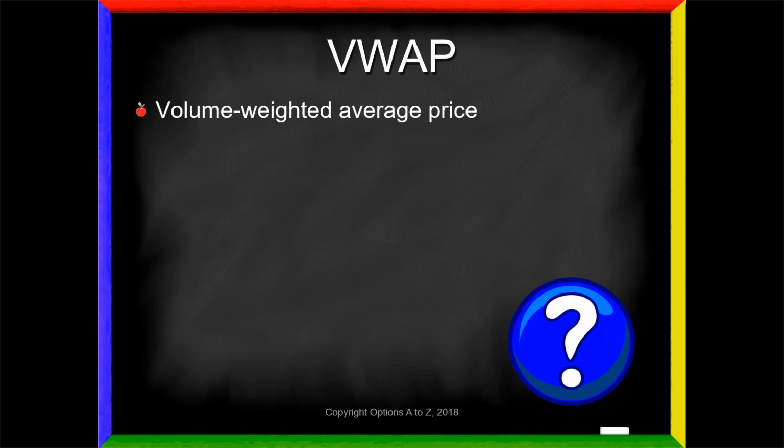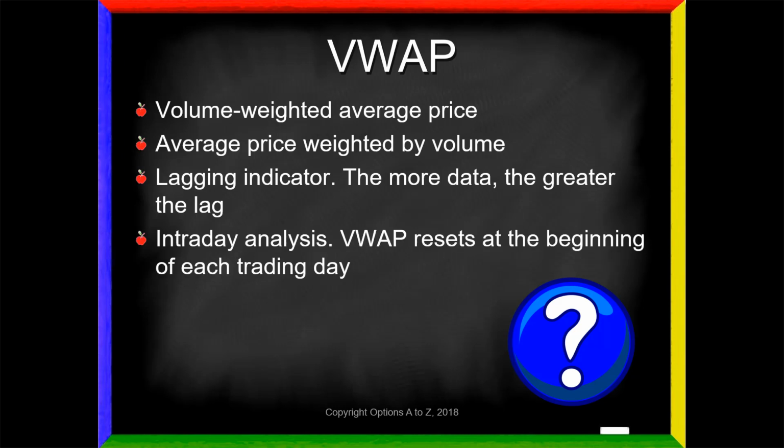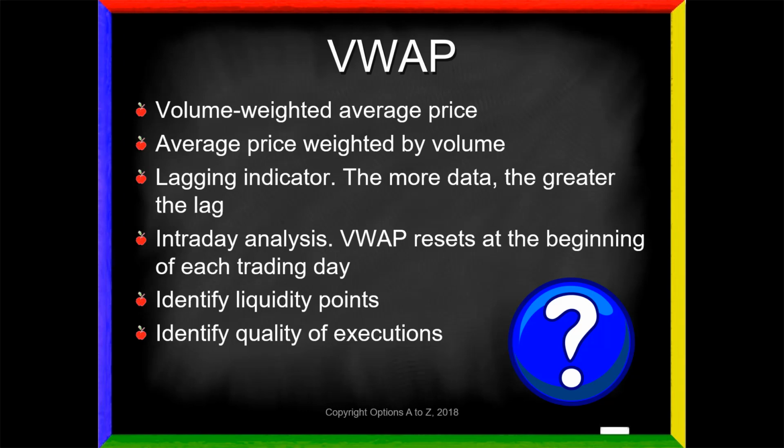So what is the volume-weighted average price, or as it's pronounced, VWAP for short? Well, as the name implies, it is simply the average price of the stock weighted by volume. Now, of course, the big question there is, what does it mean to be weighted by volume? So we'll take an in-depth look at that in just a moment. But it is a lagging indicator. All averages are. And in fact, with this one, the more data, the greater the lag. It is mostly used for intraday analysis. So VWAP usually resets at the beginning of each trading day and then obviously ends at the closing bell. So it's just used for analyzing prices during that trading day. One of the key uses is to identify liquidity points, and you can also identify the quality of your executions.